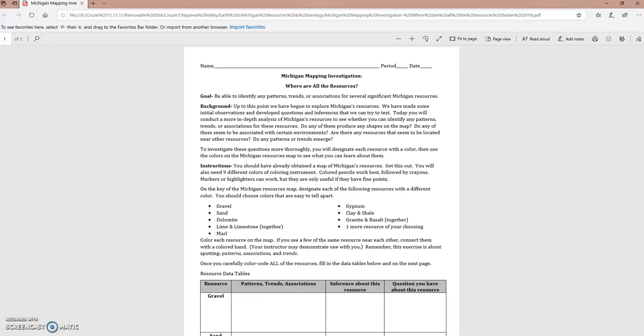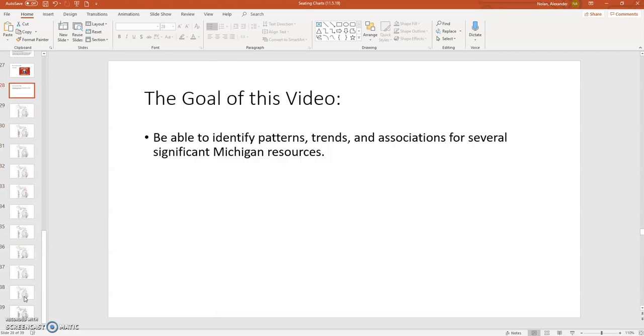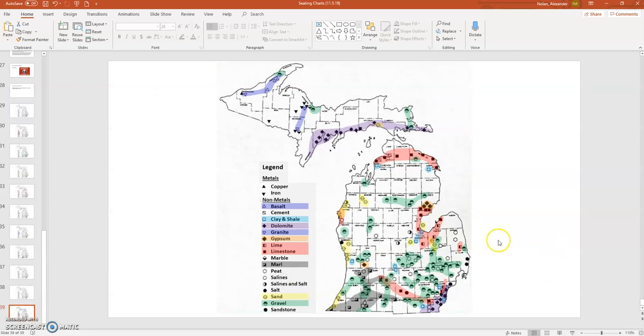I hope that me identifying where these resources are and pointing out a couple of interesting observations was helpful in helping you to identify patterns, trends, and associations for some of our resources. Michigan is very, very resource rich, and it's really just a matter of, where are the resources? Maybe where did they come from? What does this tell us about Michigan's geological history? That's what's interesting here as far as looking at these resources.